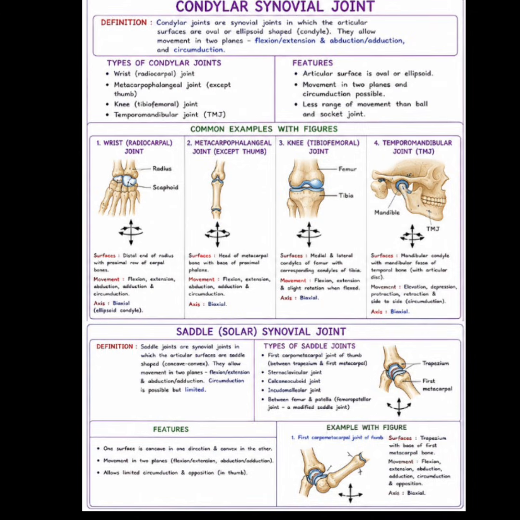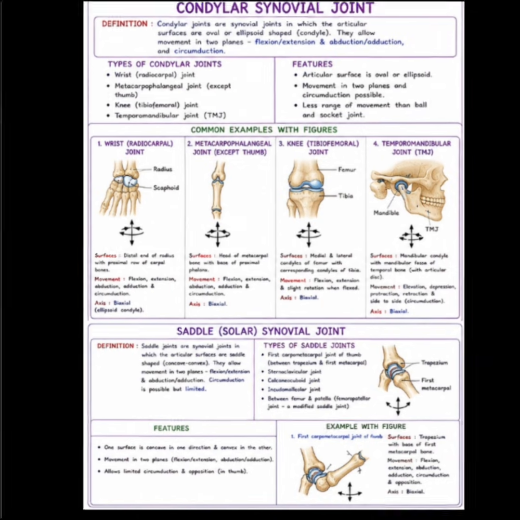The sixth is the saddle or sellar joint, whose articular surfaces are saddle shaped, that is concave, and it's multiaxial. The examples include the first carpometacarpal joint, sternoclavicular joint, calcaneocuboid joint, incudomalleolar joint, and between the femur and patella, that is femoropatellar joint. It can be remembered by a mnemonic which says cute cat in the forest.